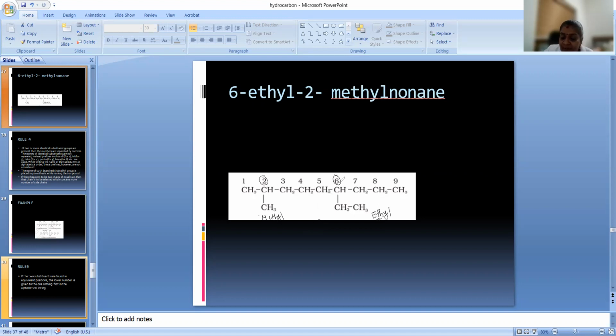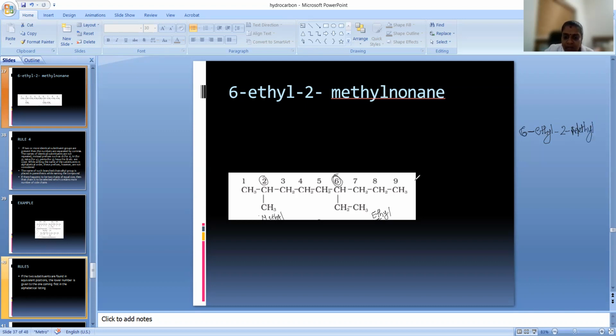So while numbering, we will not see the alphabetic order, but while naming it, we have to use the alphabetic order. Which position? Sixth position is the ethyl group. So first you have to put 6, then a hyphen, and which group is present, ethyl. Okay, ethyl. And you have to put another hyphen because there is another branch, second position, and the branch is methyl. Okay, M should be small letter, methyl.